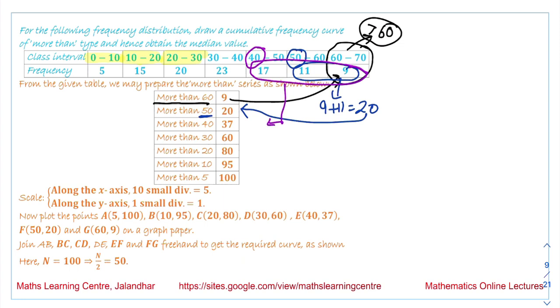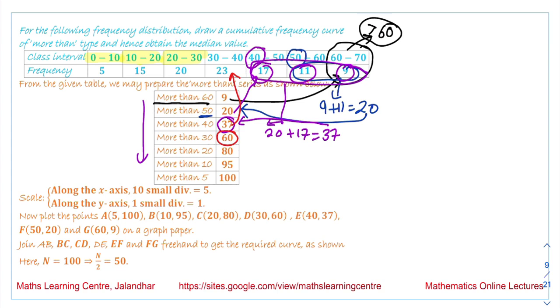So we are saying the values greater than 40, that will be 20 plus 17, that is equal to 37. So there are 37 values which are greater than 40. So we have written all these values. What we have done is 9, then 9 plus 11 is 20, then 20 plus 17 we have calculated, the answer we get is 37, then 37 plus 23 we are getting 60. Now the next step is to draw the ogive.